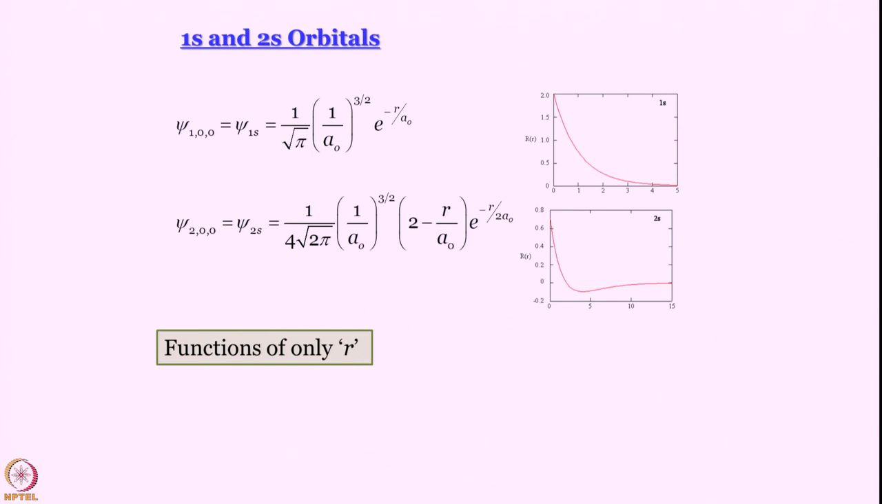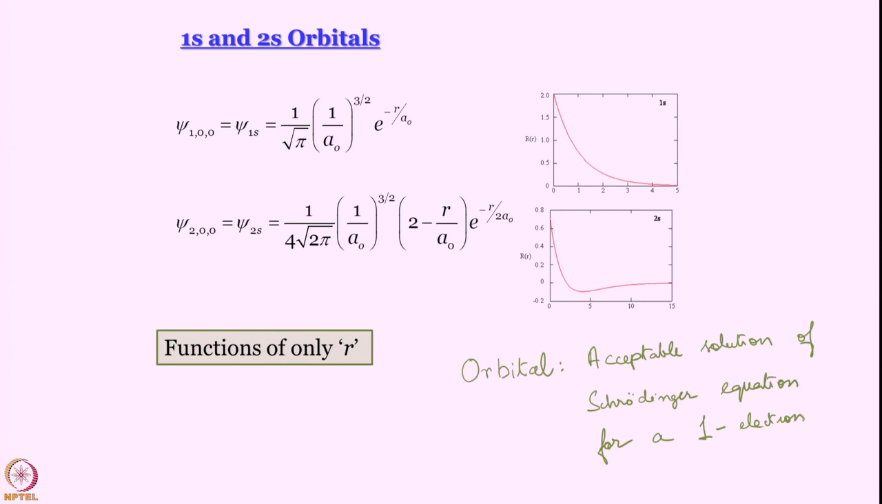Now, let us take a closer look at the orbitals. Before that, let me formally say what an orbital is. Many of you believe that an orbital is a region of space in which the probability of finding the electron is maximum. That definition is wrong. An orbital is an acceptable solution of Schrödinger equation for a one electron atom. That is what an orbital is.